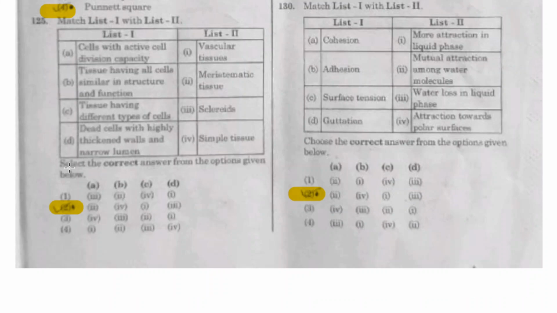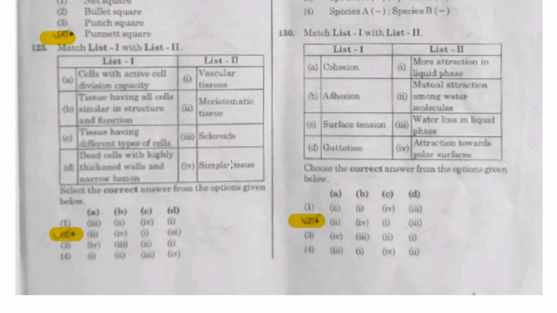Here, what is that? Number 2 is given. Cell wall with active division capacity. Active division capacity means you can just go with meristematic cell. And then tissues having different types of cells, vascular tissue. So the option is 2.